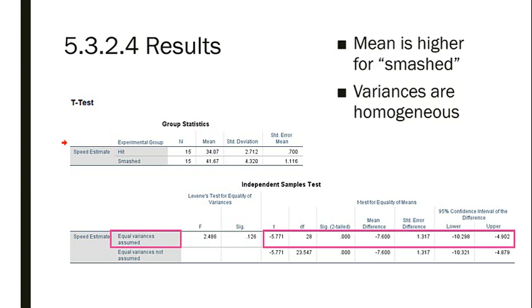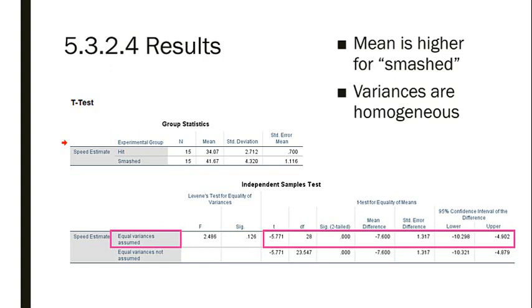So that means that what we should pay attention to are the numbers in the first column of that first row of that second table rather than the second row. So we've got a t-score of negative 5.77, 28 degrees of freedom. Remember, we've got 15 participants in each group. We're calculating one mean and one standard deviation, one calculation for each group. So we lose a degree of freedom for the hit group, and then we lose another degree of freedom for the smash group. So of those 30 observations, we have 28 degrees of freedom.